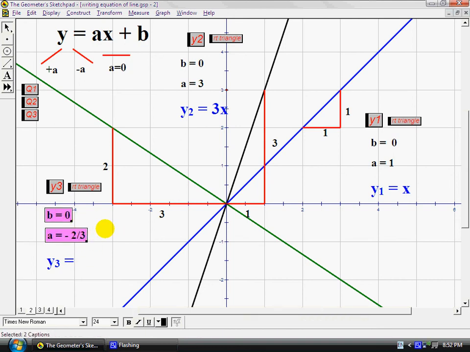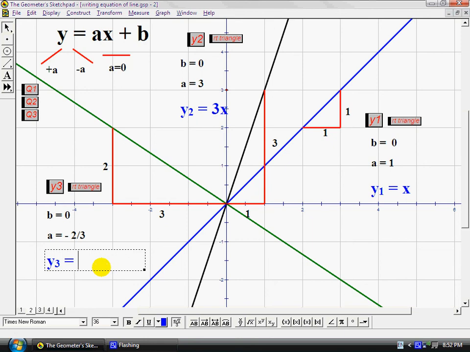Thus, substituting the values of a and b in the equation, we will have y sub 3, which is negative 2/3 times x plus 0, or simply negative 2 over 3x. We are going to have more examples in a little while.